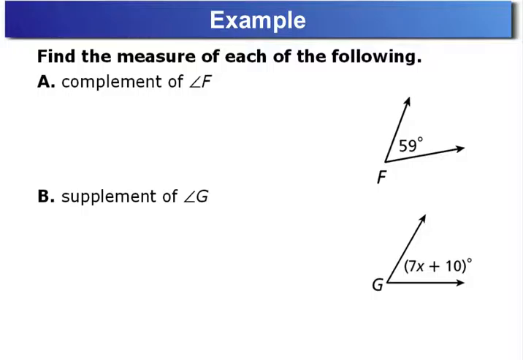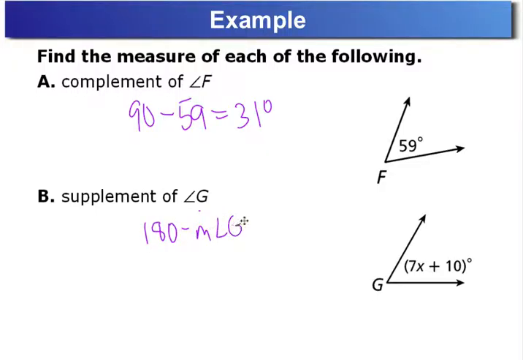Now, I want you to find the complement. Well, actually, I think we're going to do this together. The complement of angle F is 90 minus 59. So 90 minus 59 is 31. So the measure of angle F is 31 degrees. But the supplement of angle G is not going to end up with a number. The supplement of angle G is 180 minus the measure of angle G.